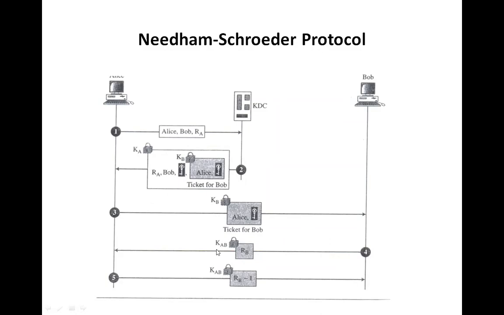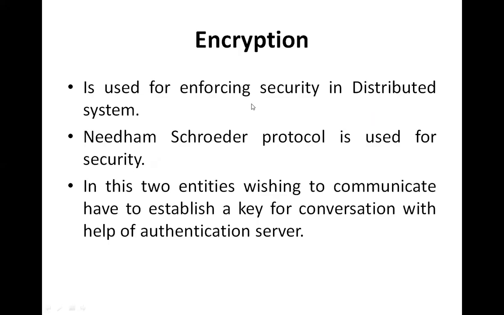Since KAB is already available, she decrypts it, finds RB, and sends a verification message by encrypting it. Whatever random value RB she has received, she reduces it by 1, encrypts it and sends it to Bob. In this way, authentication can be done. A and B are able to show that they are communicating with each other by exchanging a random value. So this encryption mechanism is also used for this particular purpose. So this is all about the distributed file system.